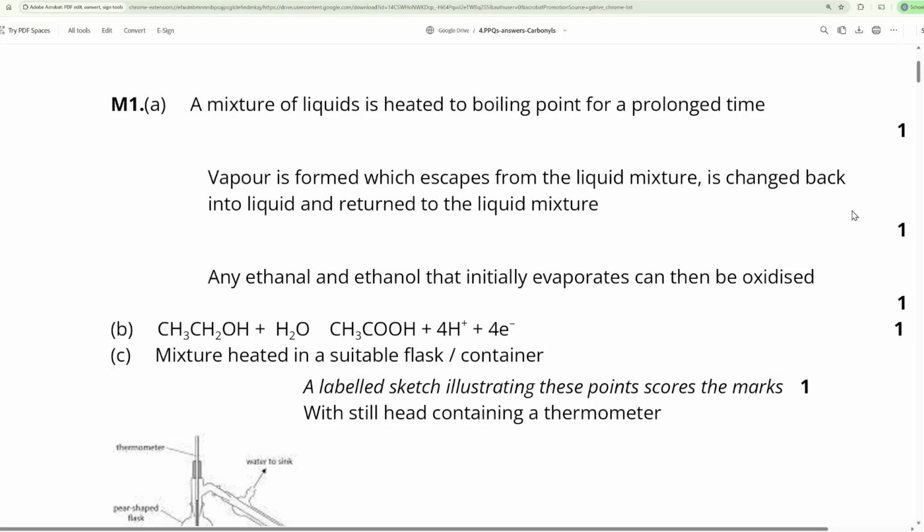Vapor is formed which escapes the liquid mixture and changes back into liquid and returns to the liquid mixture. Any ethanol that initially evaporates can then be oxidized. Okay, makes sense. Heated to boiling point. Vapor forms and condenses. Ethanol that evaporates can be oxidized.